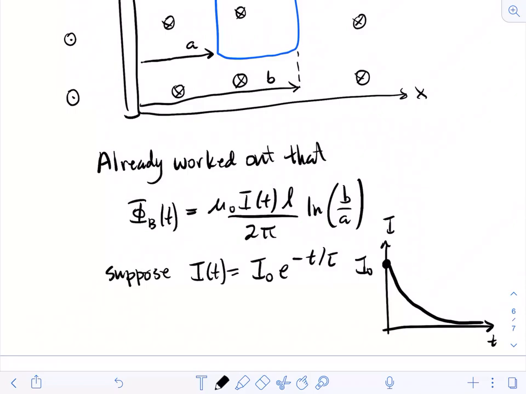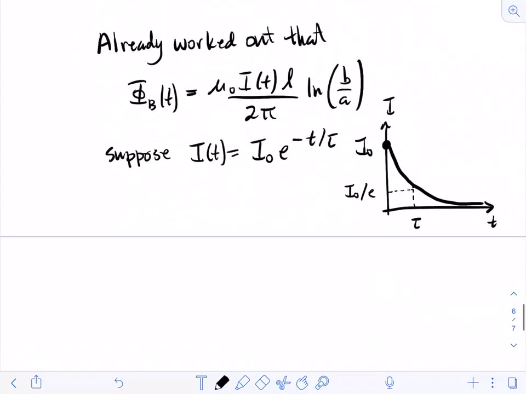1 over 3 is a third, so roughly somewhere a third of the way down here, we would end up with a current that is equal to I naught divided by e, and that occurs at a time tau. So if you increase tau, then the current takes a longer time to decay. If you decrease tau, then it decays quickly.